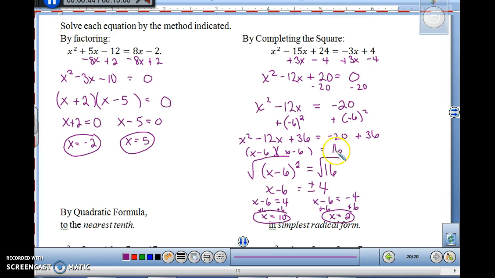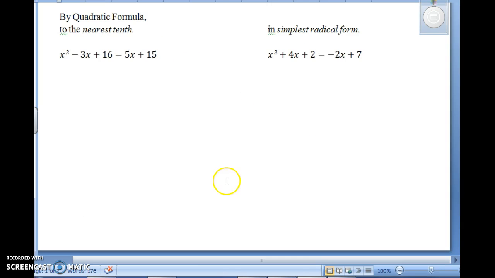Now, if I was given my choice, I probably would have factored this because I know this factors quite nicely. I could have factored this and done it. But since this said to complete the square, I completed the square. You have to know both methods in case you are asked specifically to solve it a certain way. All right, let's try the next one. All right, the next two we're going to solve by the quadratic formula. We're going to solve it to the nearest tenth and in simplest radical form.